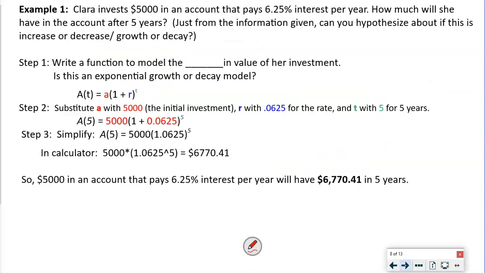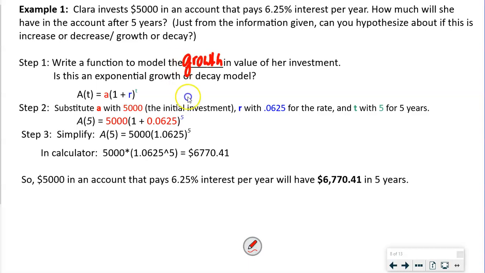Okay. So this is our first example. It says Claire invests $5,000 in an account that pays 6.25% interest per year. How much will she have in the account after 5 years? Just from the information given, can you hypothesize about if this is increase or decrease, growth or decay? So hopefully you know that the money's going to grow, right? So this is going to be growth. Write the function to model the growth in the value of her investment.